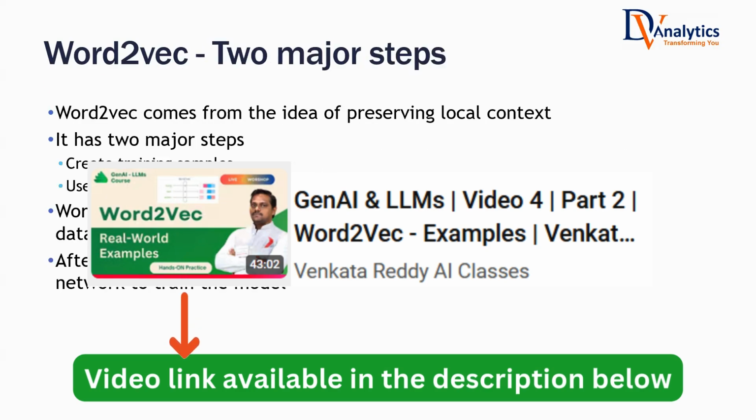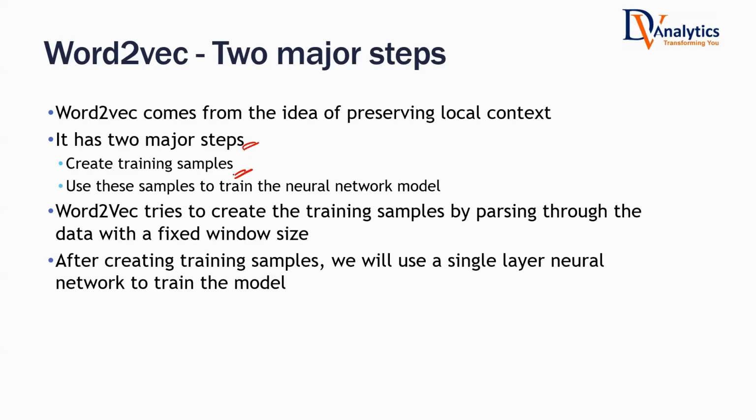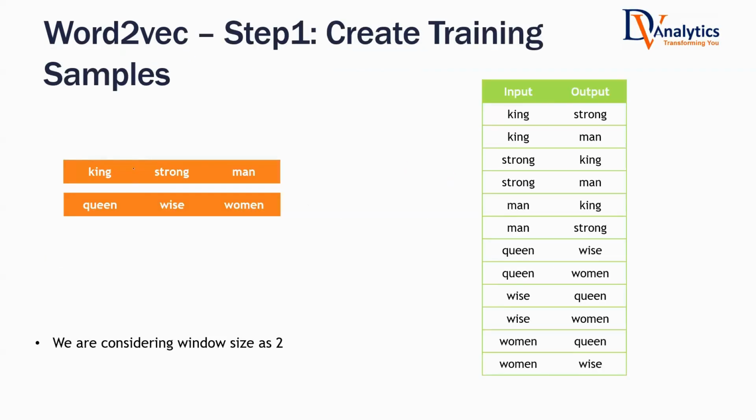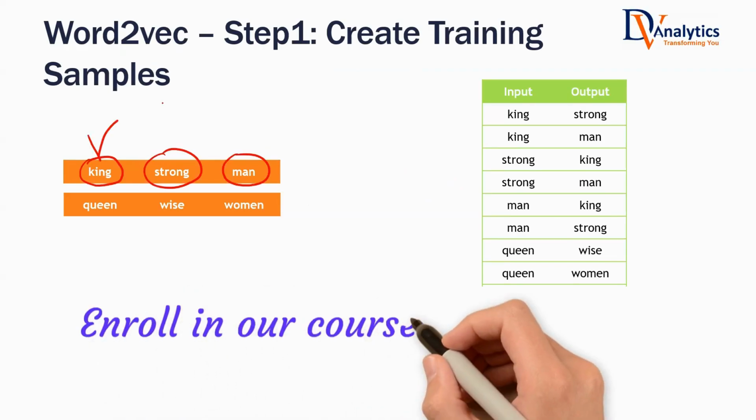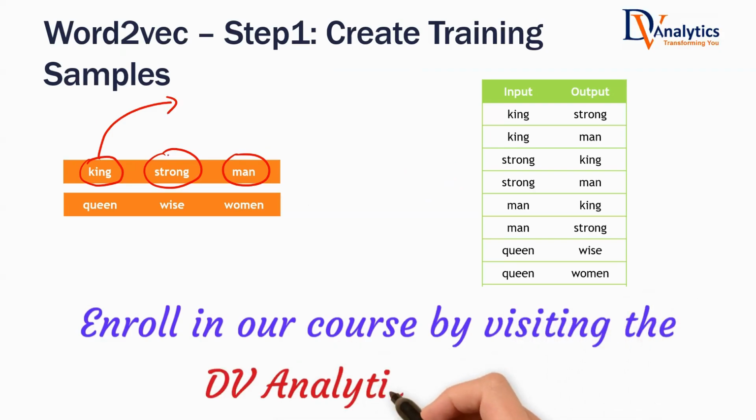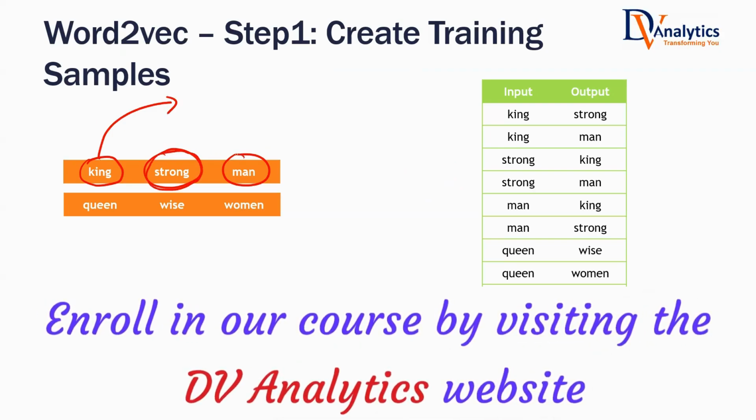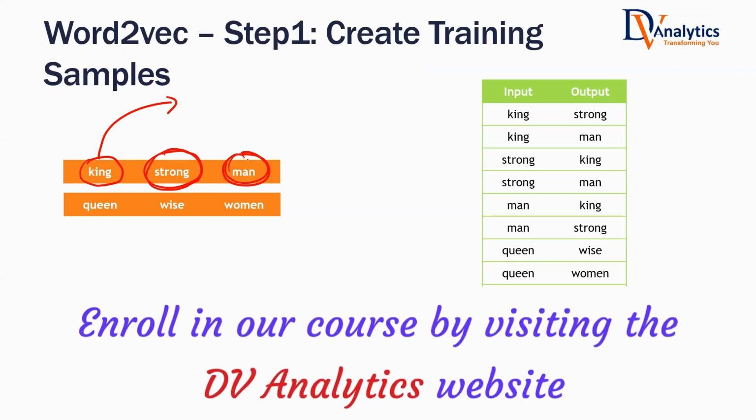So how does Word2Vec work? Word2Vec has 2 major steps. First, we create training samples, and we use these samples to train the neural network model. The major point in Word2Vec is that if king is one of the words, then it is in the context of strong and man. So when I'm converting king into a number, I have to make sure that I'm somehow taking care of strong and man. I'm bringing these 2 values into the picture.